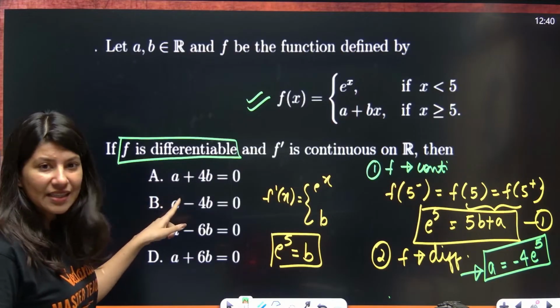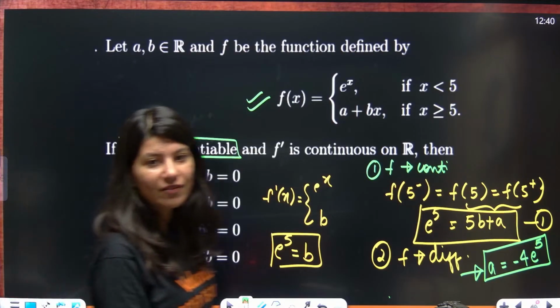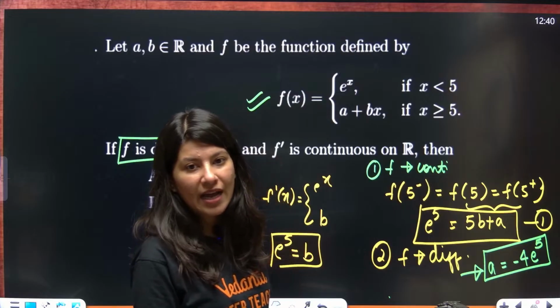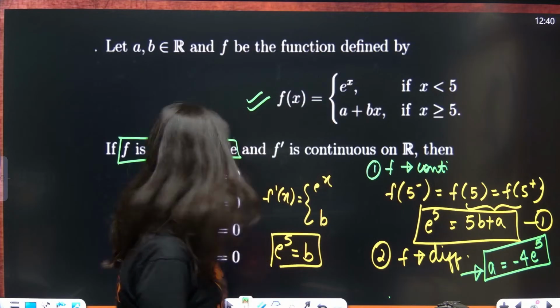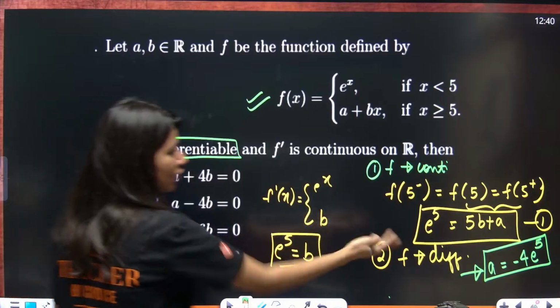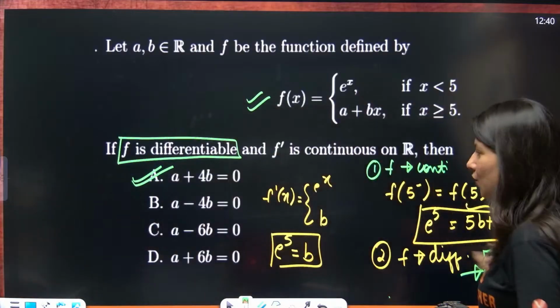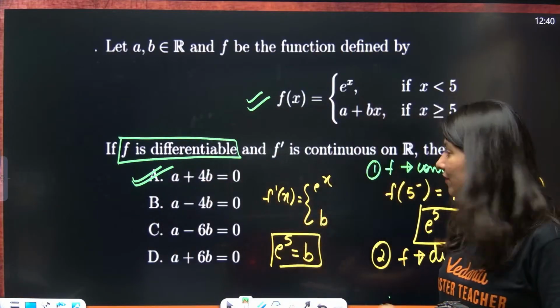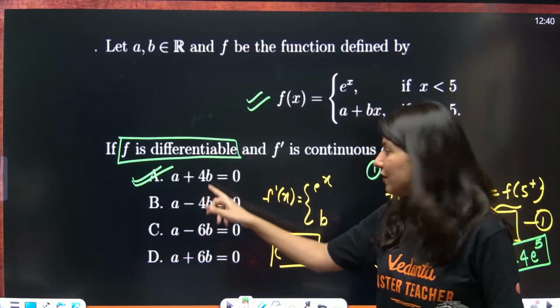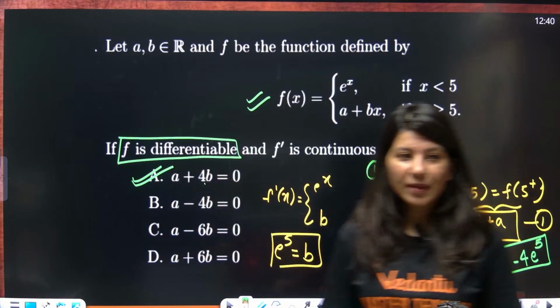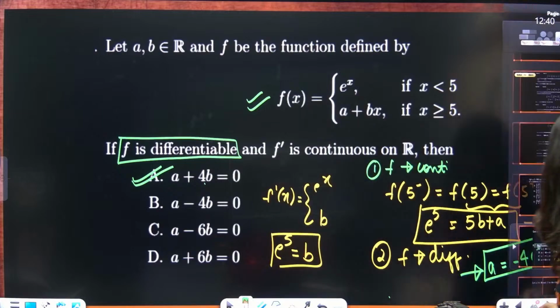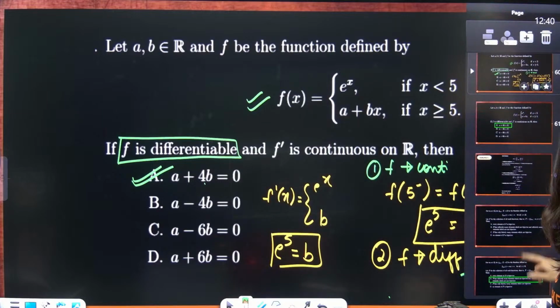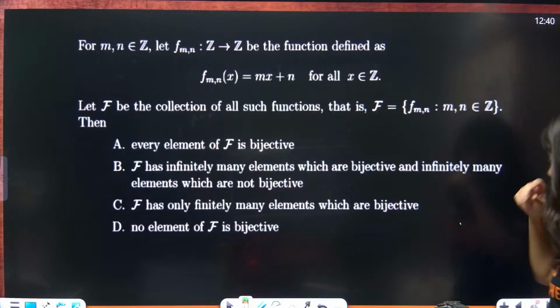Now just put the value and understand what is happening. Clearly if I check option A, I feel that option A is matching with this information. Put the value of a, which is minus 4 e power 5. b is e power 5, so 4 is already there, and that will become 0. Shall we move on to the next problem? How many of you are next problem ready?